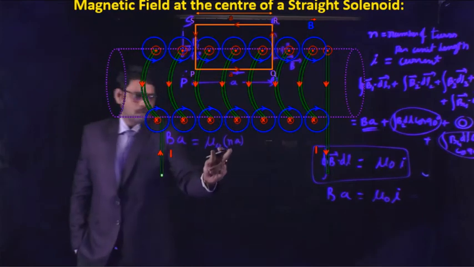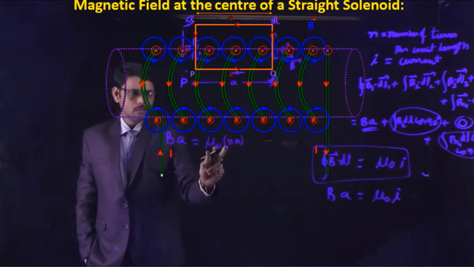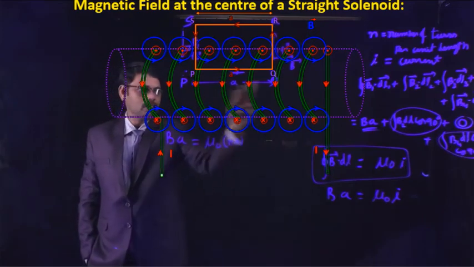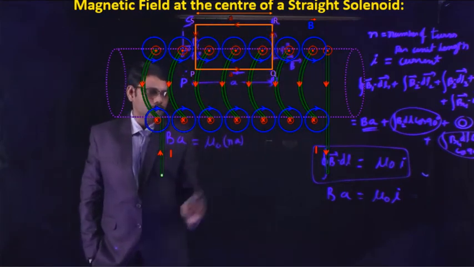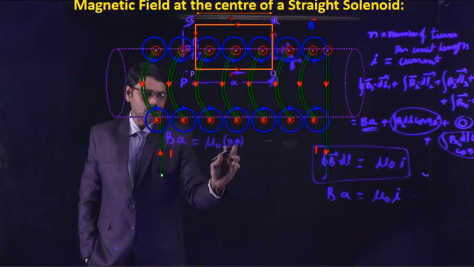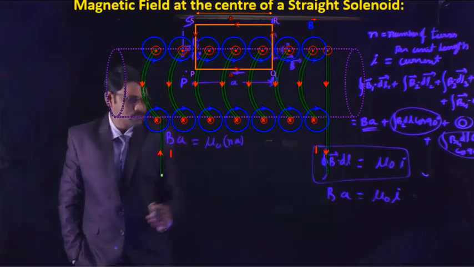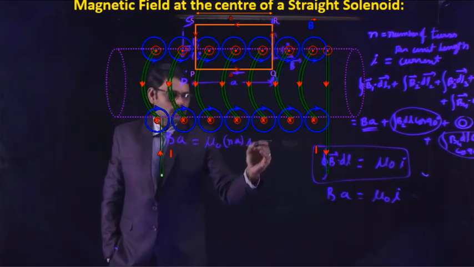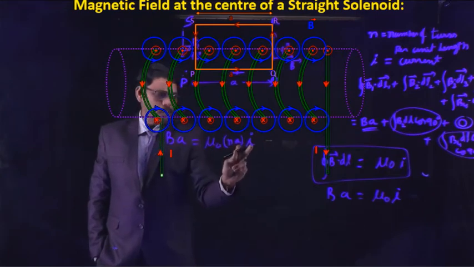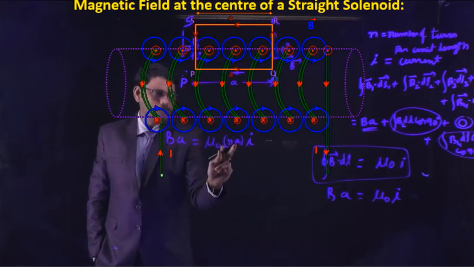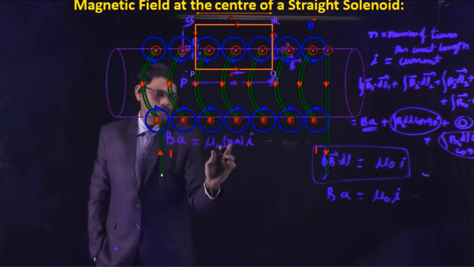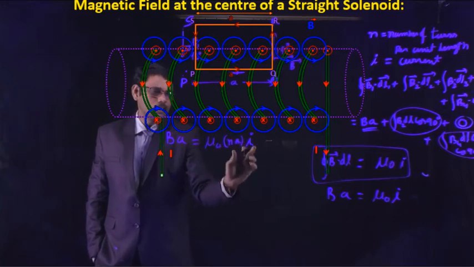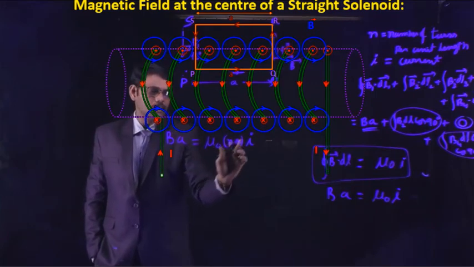There are n turns per unit length, so the number of turns per unit length into the length from P to Q. We consider an element of length A, so the number of turns per unit length into length, nA, is the total number of turns. I is the current passing through each loop. The total number of loops in this element is nA, and in each loop the current is I, so the total current is nAI.